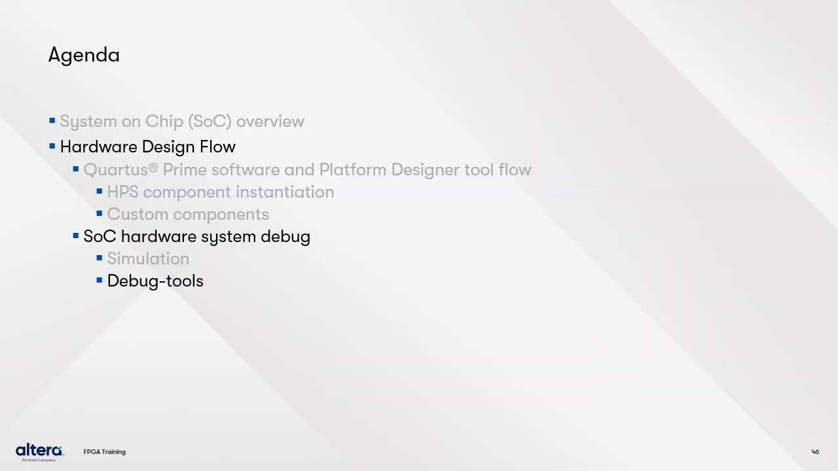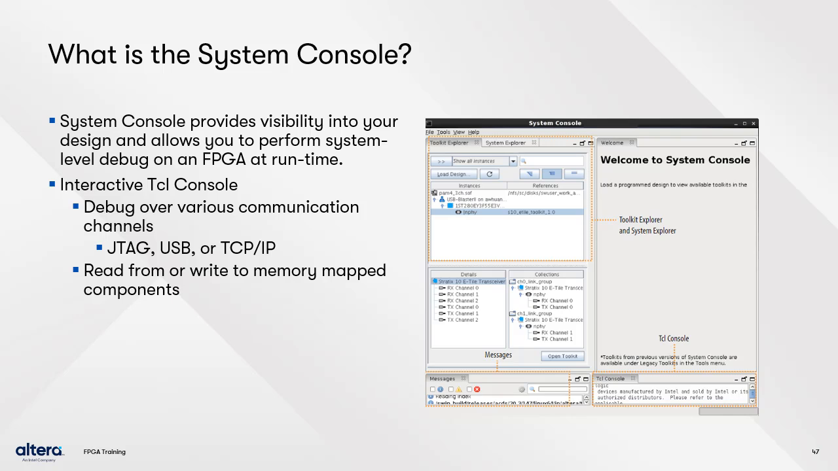Now let's talk about on-chip component debug. System Console is the tool inside the Quartus Prime software tools allowing you to perform low-level system debug of your Platform Designer components without the availability of software. Everything in System Console is very easy to use, and you can issue commands through a Tcl interface. Debug can be done over any traditional debug interface, such as JTAG, USB, or even TCP/IP.